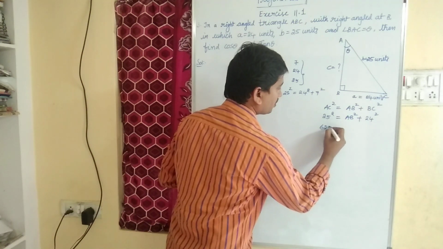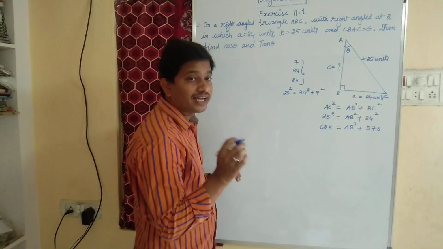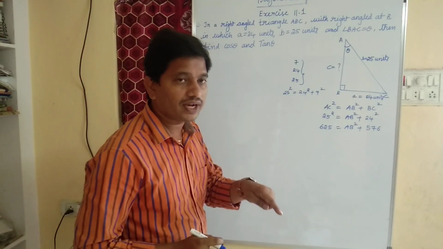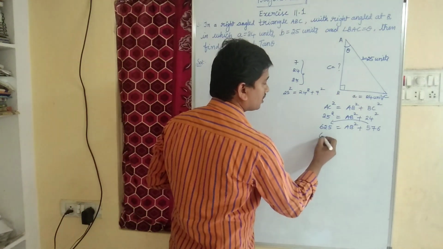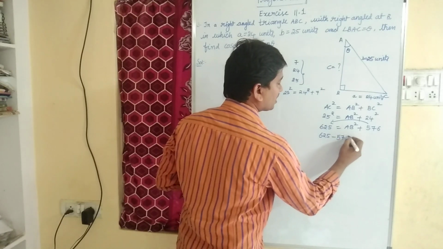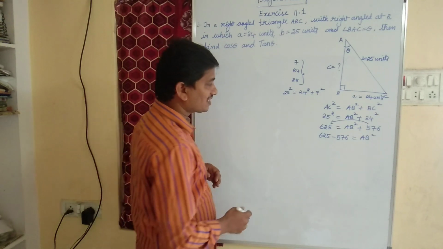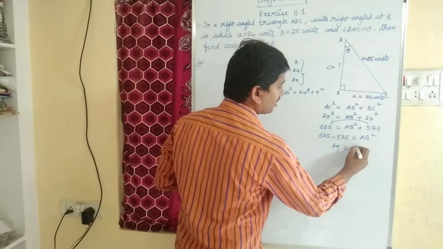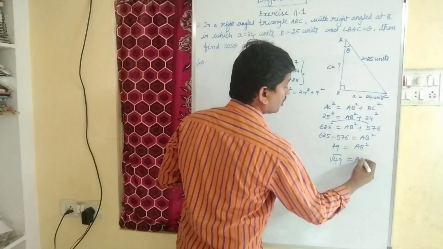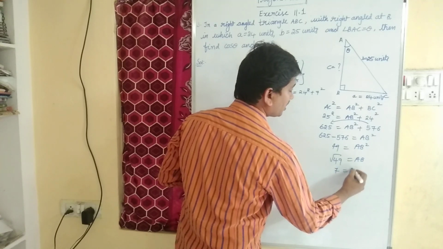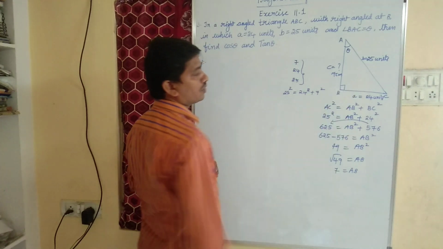25 squared is 625, equals AB squared plus 24 squared, which is 576. So transposing, 625 minus 576 equals AB squared. What is 625 minus 576, children? That is 49 equals AB squared. The square, when transposed, becomes a root. So what is the square root of 49? That is 7. So what is the length of AB, children? The length of AB is 7 units.